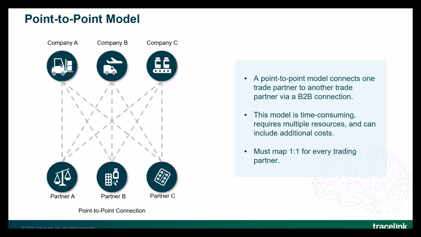Traditionally, with a point-to-point model, companies must map one-to-one for every trading partner. For example, here Company A wants to connect to a trade partner that only supports EPCIS 1.0. This means Company A must map EPCIS 1.0 for that connection. Then if they connect to another trade partner that only supports EPCIS 1.2, they must map EPCIS 1.2 to that other trade partner. They now need to maintain two maps with two different trade partners. This obviously is not a great model.